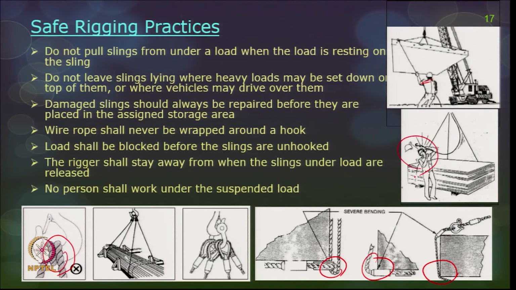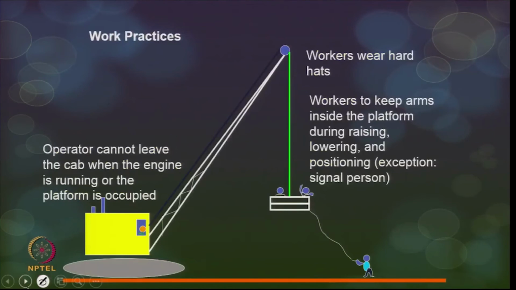The riggers shall stay away when the slings under the load are released. No person shall work under the suspended load, to prevent struck-by hazards. Some of the OSHA practices: the operator cannot leave the cab while the engine is running and the platform is occupied, so he can leave the cab only when the crane is put in a neutral position.